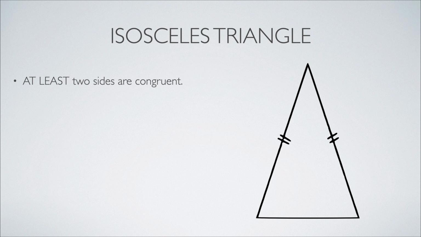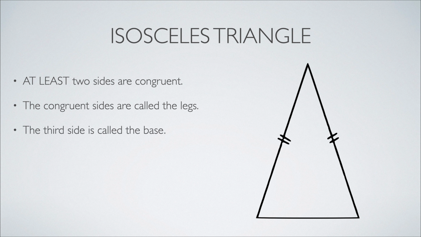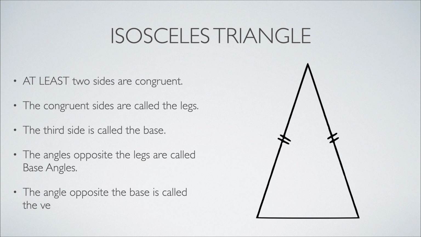isosceles. Now, the congruent sides are actually what we call legs, whereas the third side is called the base. Now, next thing that we need to know here is that the angles opposite the legs, so like this one and this one, so these 2 angles are called base angles, whereas the angle opposite the base is called the vertex.